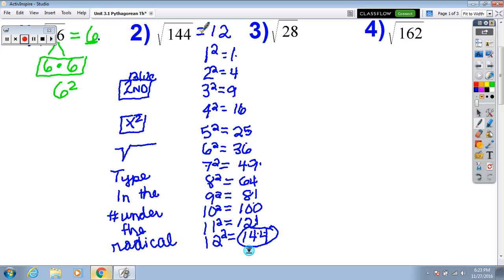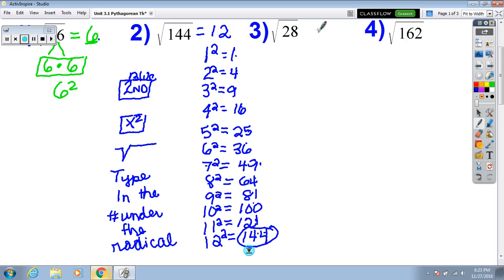You do not have to show work if it is a perfect square, okay? Now, for numbers 3 and 4, they are not perfect squares. So there's a very easy method that we can use to simplify these square roots, and we're going to use this perfect square list.